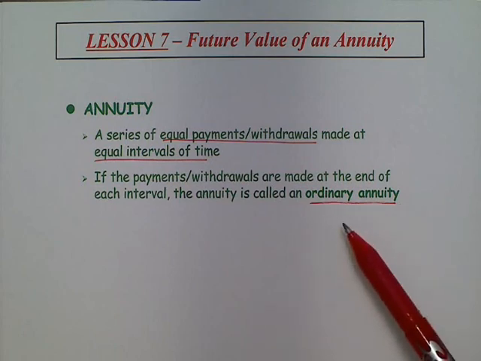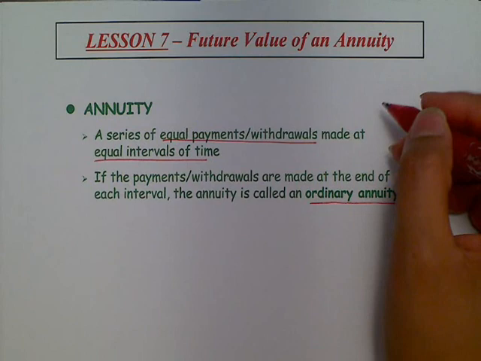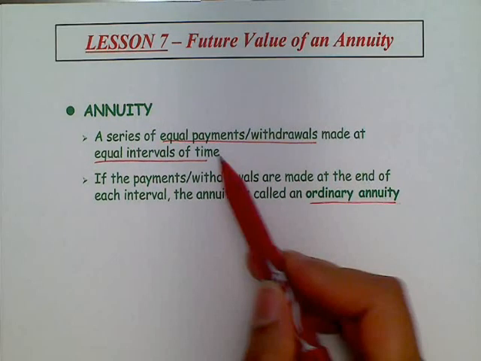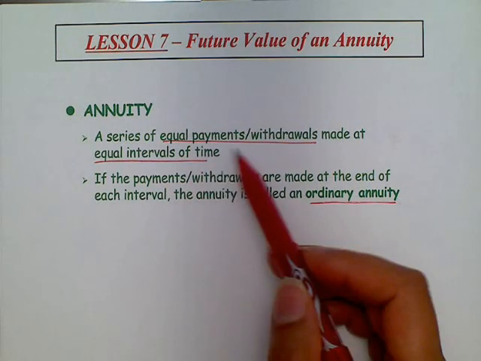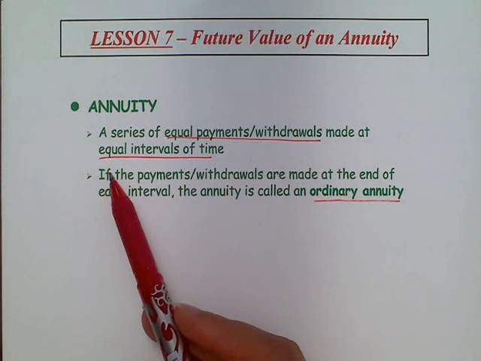We're only going to be focusing on ordinary annuities in this unit, but what I want you to mainly focus on is how to recognize that a problem is looking at an annuity. And the way you can tell is by looking for keywords that say something along the lines of an equal payment or withdrawal, or equal intervals of time where the money is being paid or withdrawn.